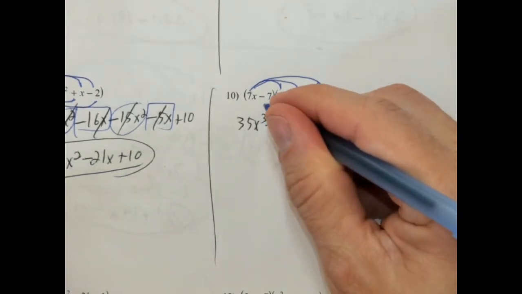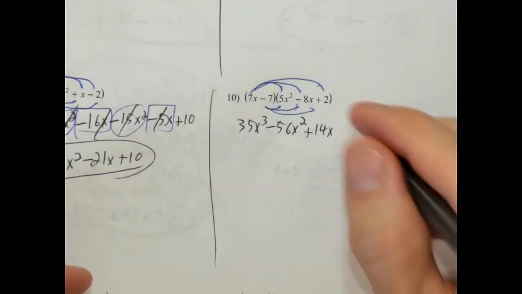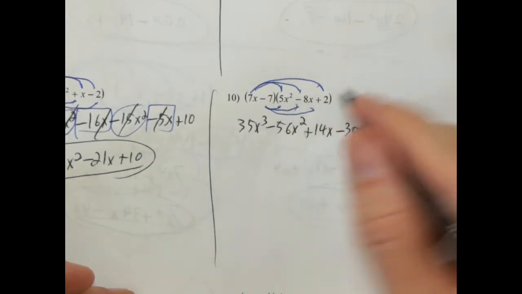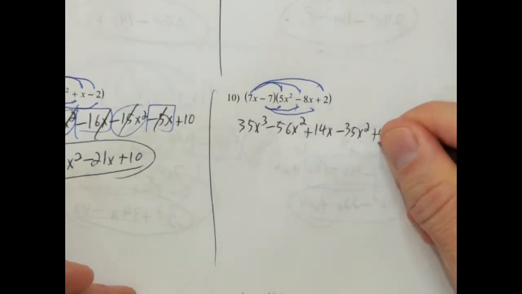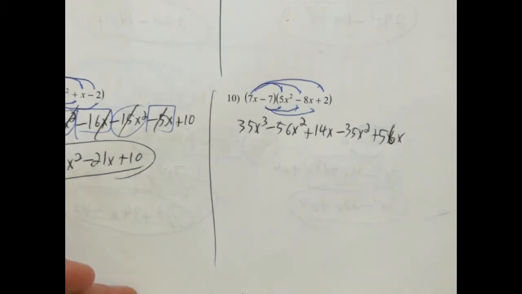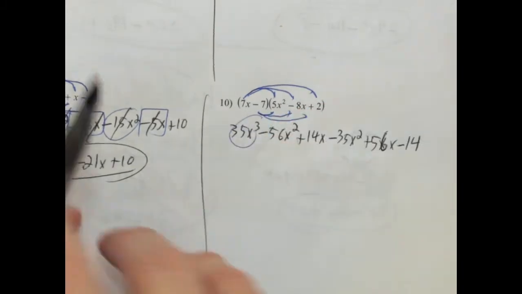Negative 7 times 5x squared, negative 7 times negative 8x, negative 7 times 2. So negative 7 times 5x squared will be negative 35x squared. Negative 7 times negative 8x will be positive 56x. And then negative 7 times 2 will be negative 14. Okay. Nothing will combine with the 35x cubed.